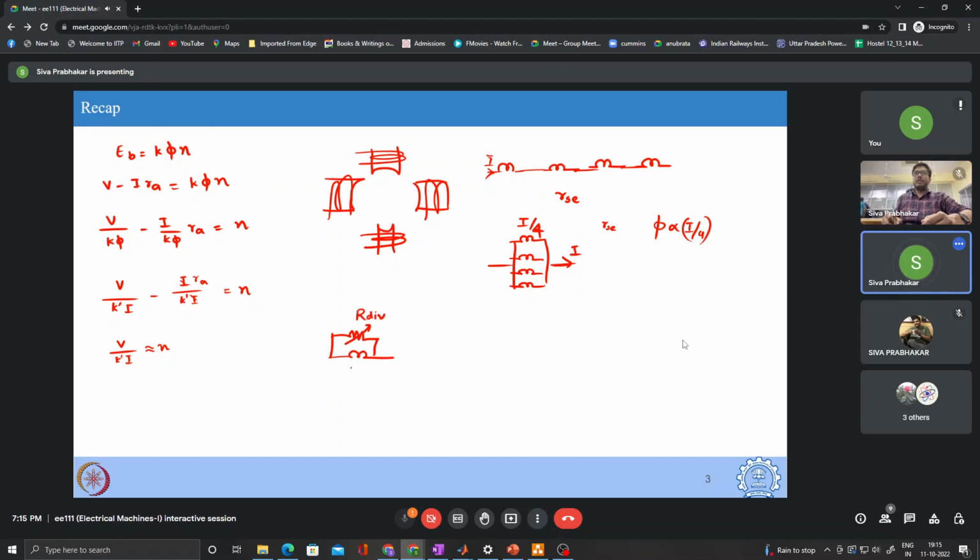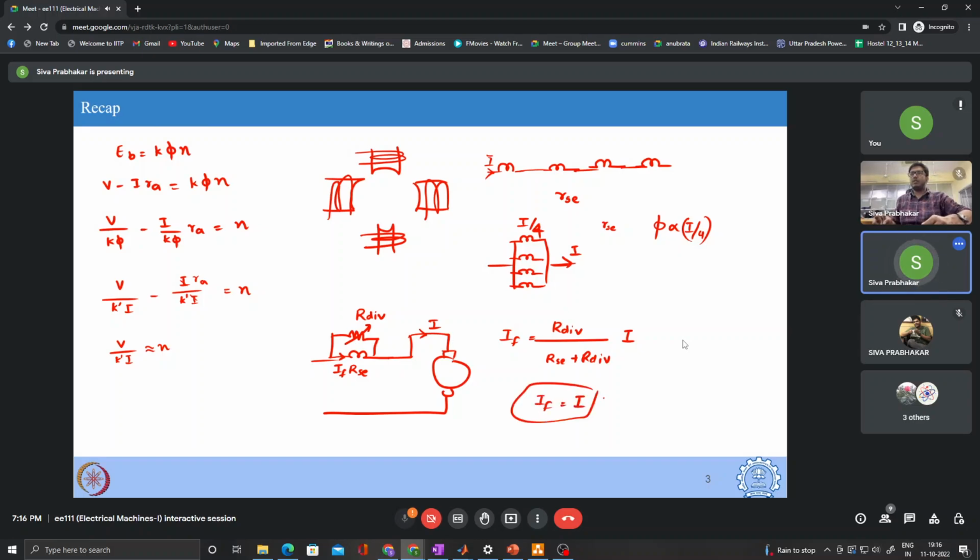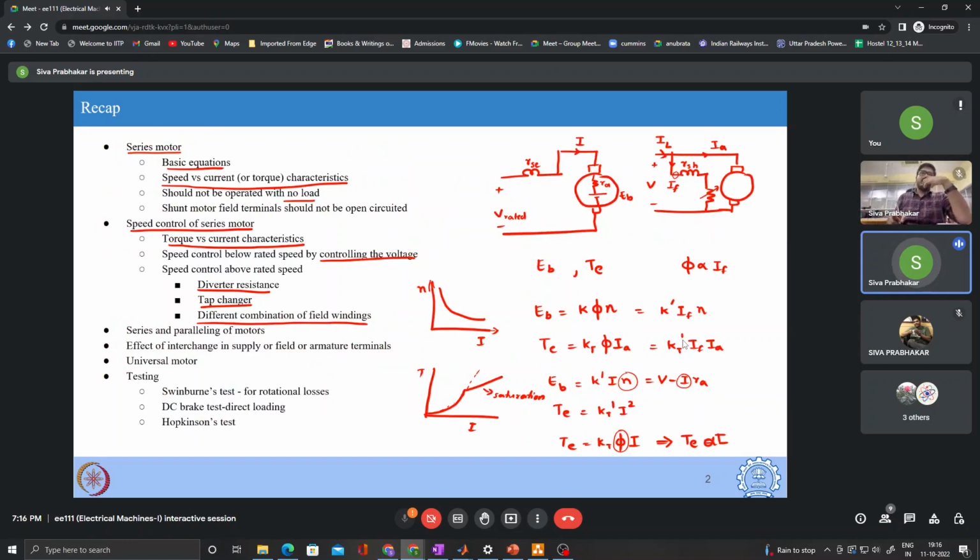Another method is adding a resistance, which is known as the diverter resistance, which I am calling RD, in parallel with the field winding, so that we can control the value of the field current IF. So if this is the current, the field current IF, by applying current division, will be R by RSC plus R diverter, into the net current. So this will be the value of the field current, as against, if this diverter resistance was not there, IF is nothing but I without the diverter. So these were some methods discussed regarding the field resistance control.